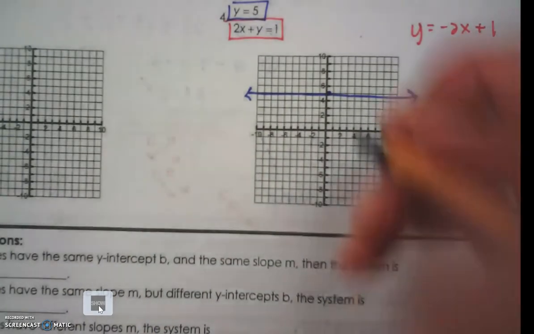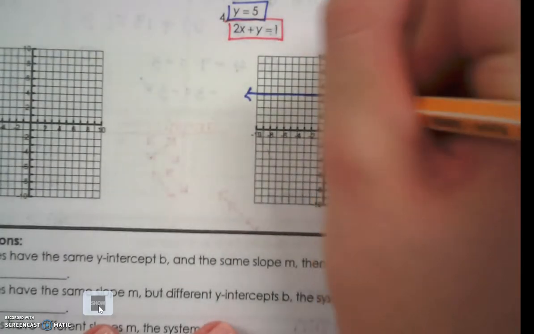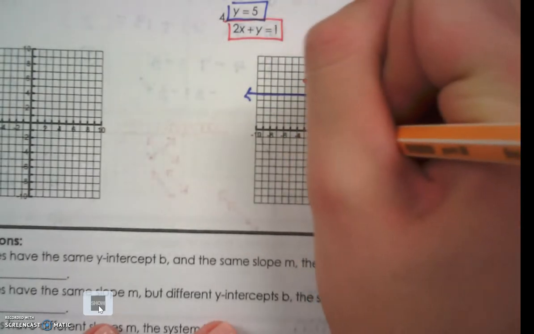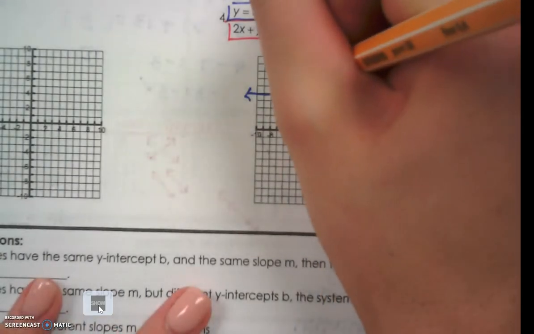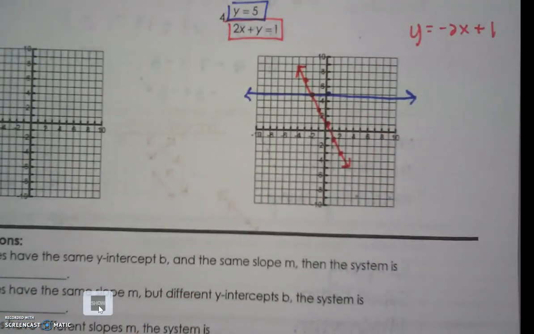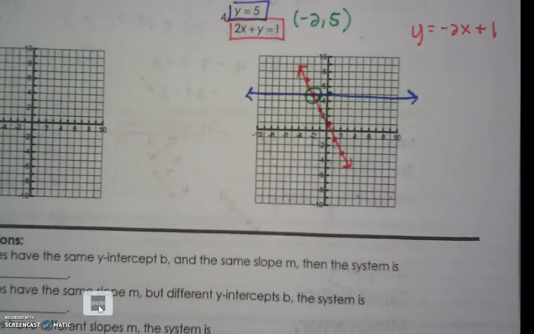So let's plot our y-intercept at 1. I have a negative 2 slope, so I can go up 2 and to the left, down 2 and to the right. And again, I found that point of intersection so I can make this second line look a little shorter. Where those two lines intersect is my solution to my system, and that point is at negative 2, 5. Go ahead and pause the video and try example 2 and 3 on your own.